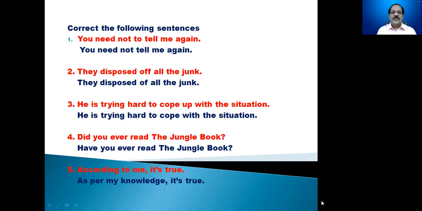According to me, it is true. Don't say according to me. According to the instructions of the government, that way you can say, but not according to me. So we have to say, as per my knowledge, it is true. Or else you can say, to the best of my knowledge, it is true. So we use according to for referring to certain things, like rules and regulations, instructions, and all that. But when you're talking about yourself, don't say according to me. The right expression is as per my knowledge, it is true.